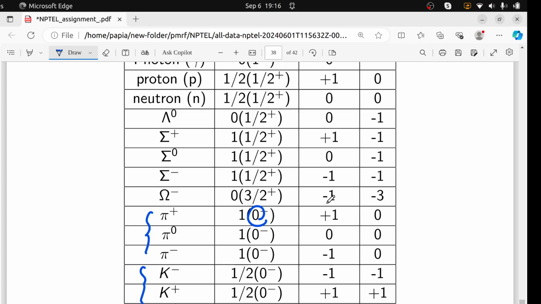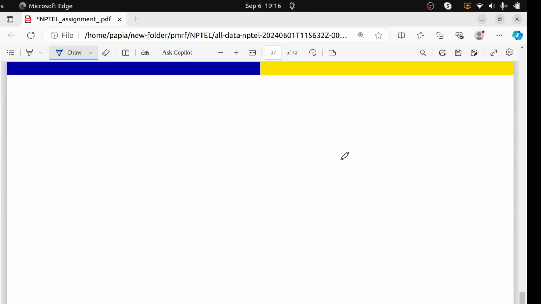That is what I am telling. In the assignment, there was a question whether a reaction is weak as well as electromagnetic. Both have to be present. So how are we going to detect that? Both have to be present, not any one.